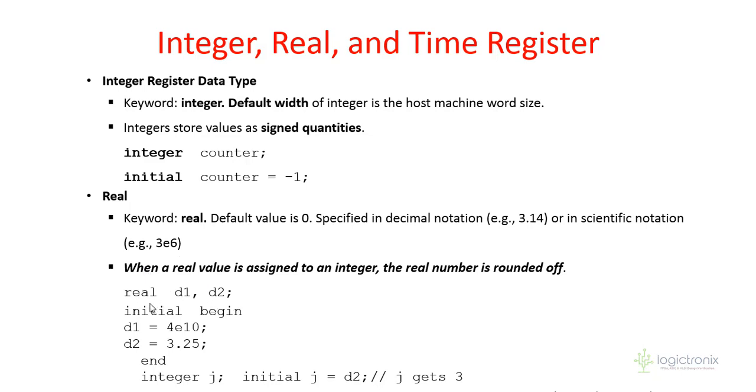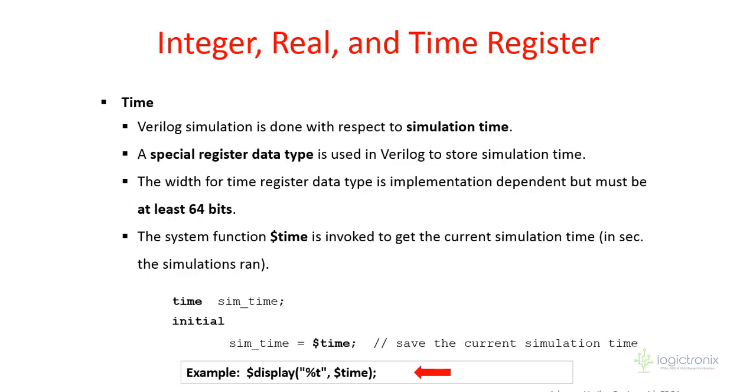Here are some examples. Real D1, D2, initial begin. D1 is provided as 10, D2 is 3.25. So in the initial begin, we have here integer J, and J is provided D2. D2 is actually 3.25. So if we define any variable as real and we want to pass that real value to an integer, then the integer will neglect the decimal places. So this is the example.